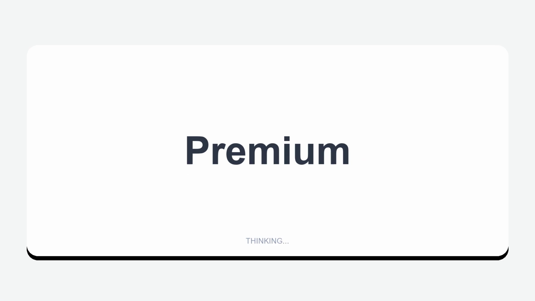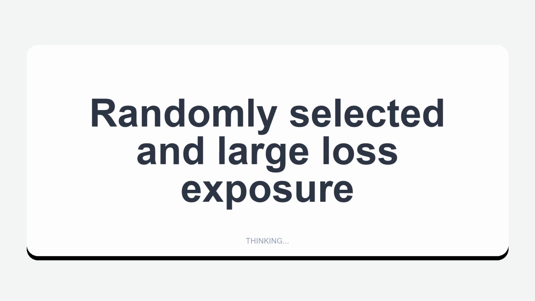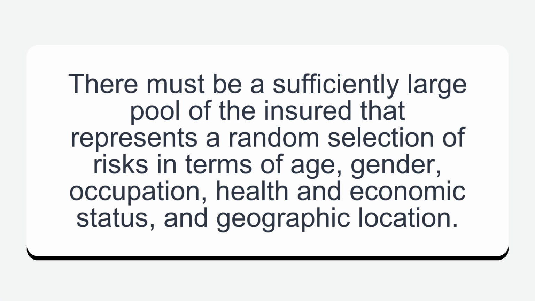Premium: the money paid to the insurance company for the insurance policy. Randomly selected and large loss exposure: there must be a sufficiently large pool of the insured that represents a random selection of risks in terms of age, gender, occupation, health and economic status, and geographic location.